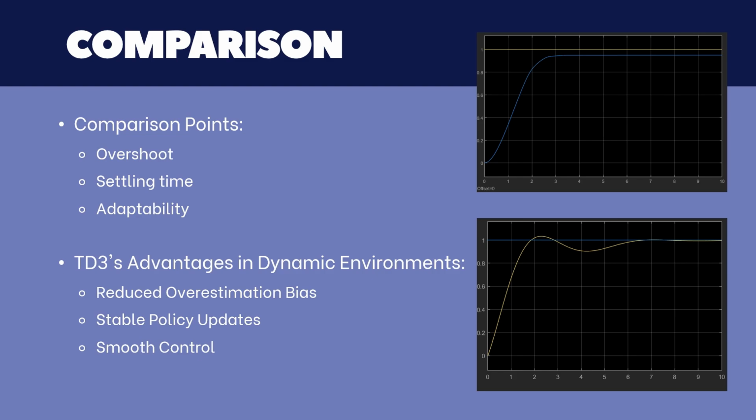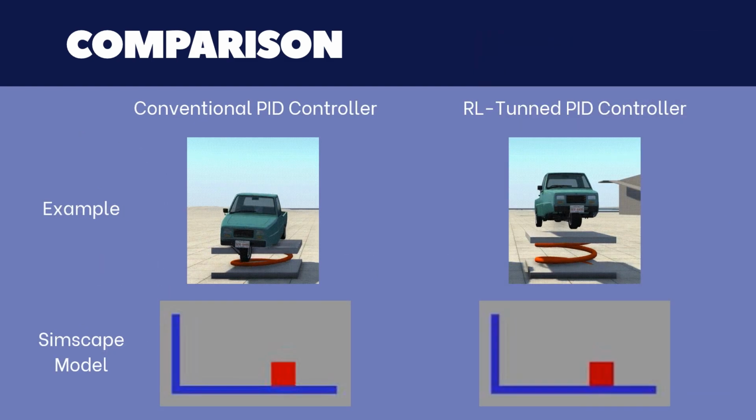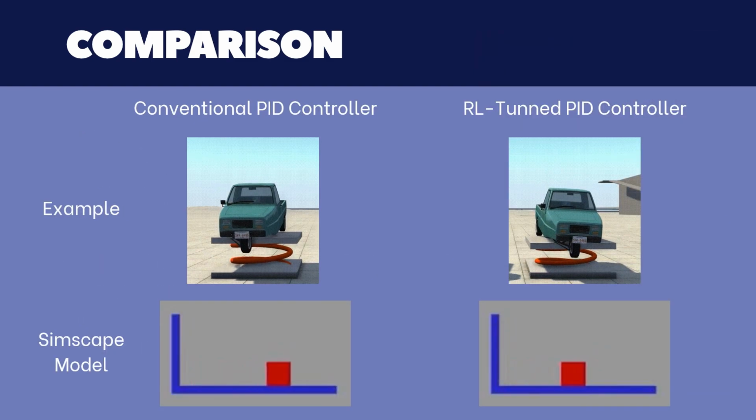The advantages of using TD3 in dynamic environments are also noteworthy. Reduced overestimation bias, which ensures more accurate control actions. Stable policy updates, making the system behave predictably even under disturbances. Smooth control, allowing for a more natural system response without abrupt actions. Here, I've included dynamic visual examples to illustrate these points.